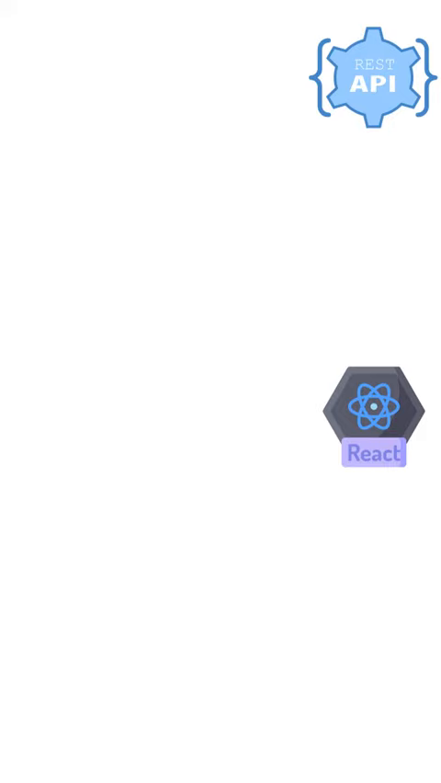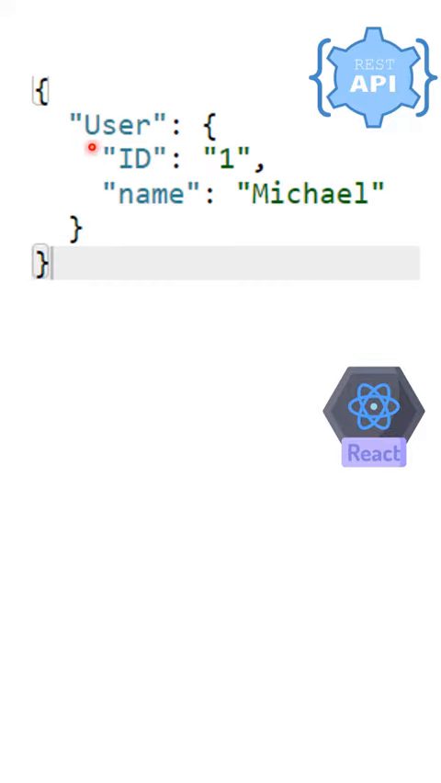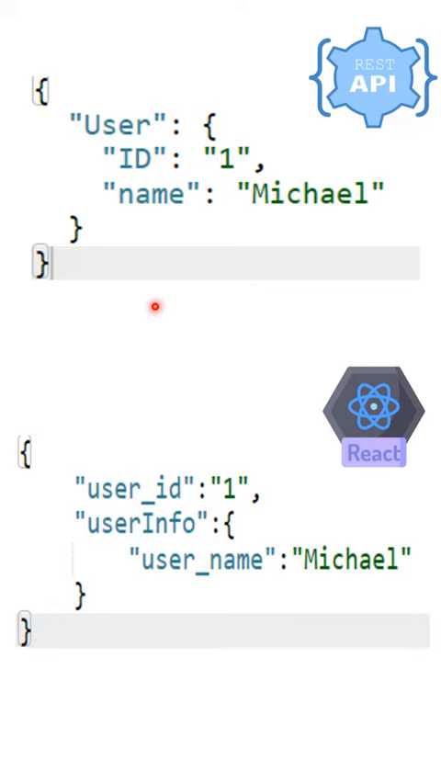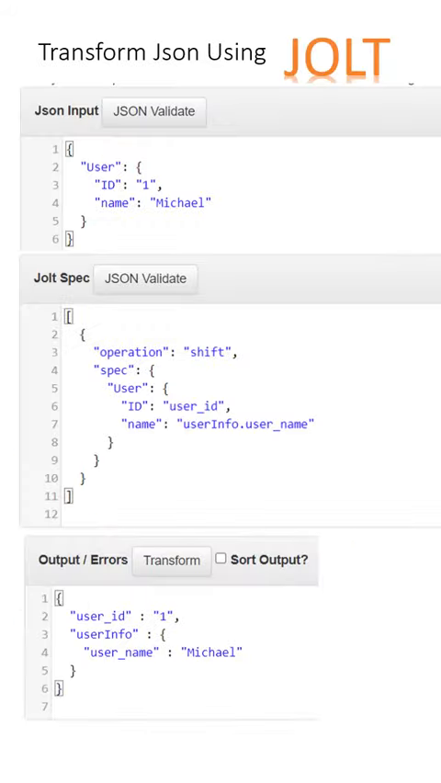Many times your REST API is serving different JSON, but your UI is expecting something else. Consider your REST API is serving this user ID and name, but your UI is expecting user_ID and user_name. You can convert this JSON into this JSON using JOLT.